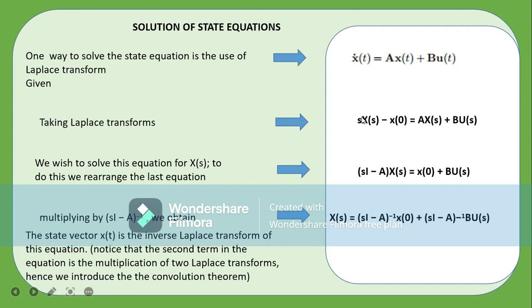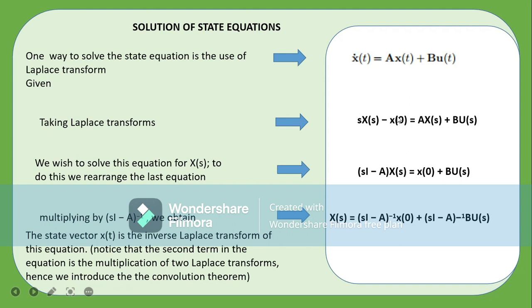I hope you have not forgotten that when you Laplace transform a first order differential term, you're going to have this. So this is equal to that. This is s of t, bu of t. You find their Laplace transform, and this is what you're going to have. Here we wish to solve this equation for s of x, like we initially informed you. To do this, we rearrange the last equation. Of course, what we're going to do is to make s of x the subject.